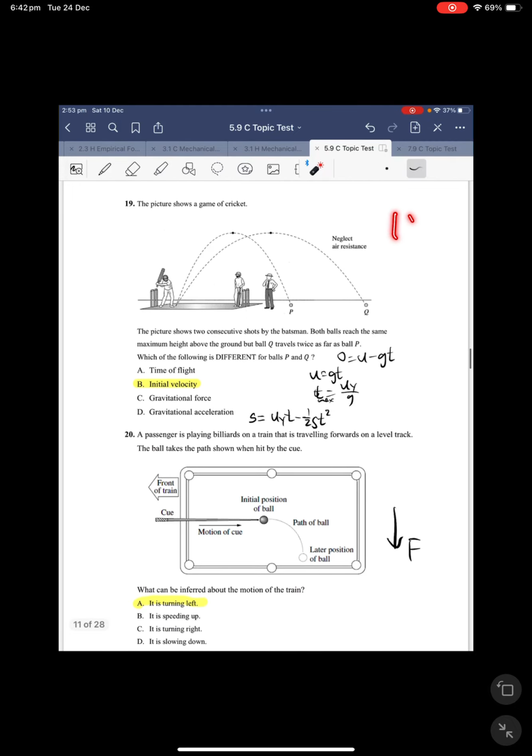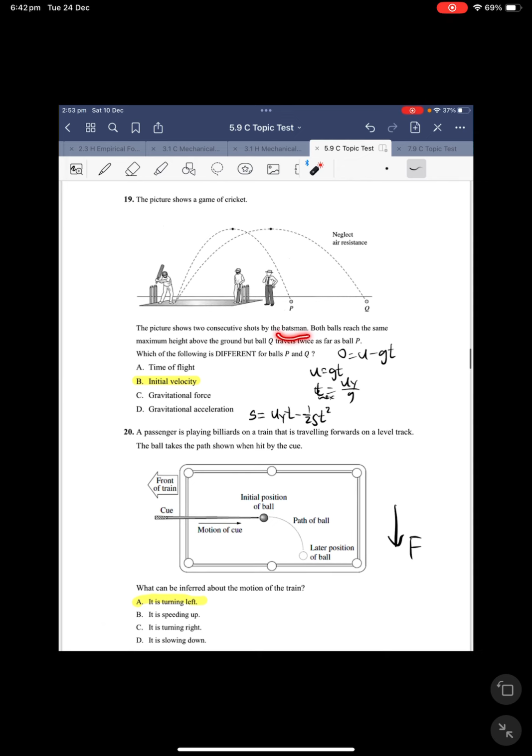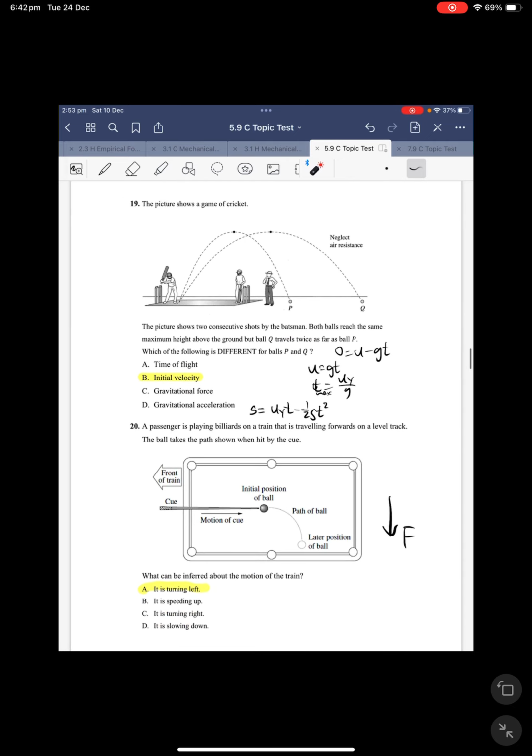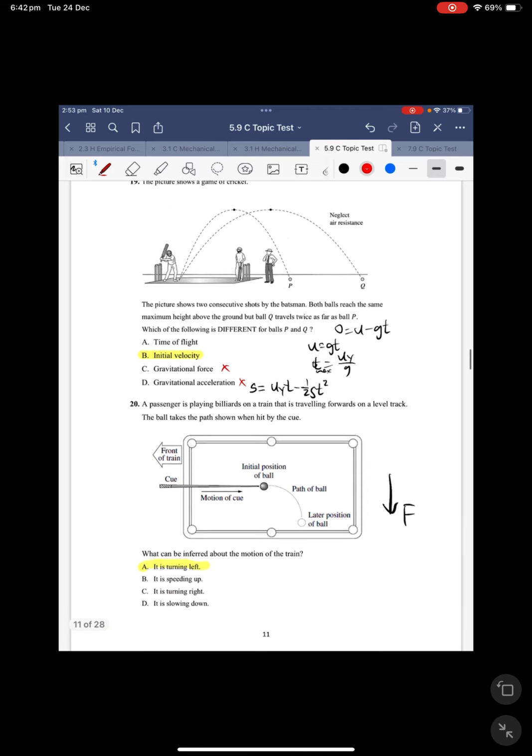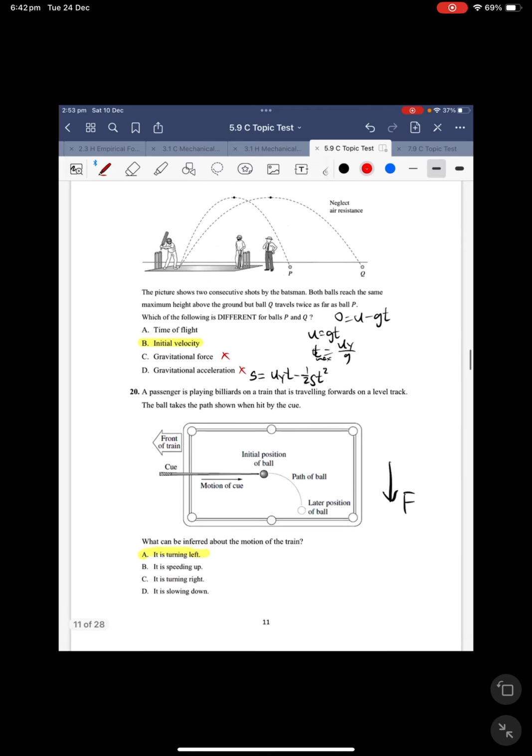Question 19 is again dealing with projectile motion, and here we have two shots by a batsman. Both balls reach the same maximum height, but ball Q travels twice as far as ball P. Which of the following is different for balls P and Q? Well, we can immediately discount options C and D because the gravitational force and acceleration are going to be the same for all projectiles on Earth. So now it's between A, time of flight, or B, initial velocity.